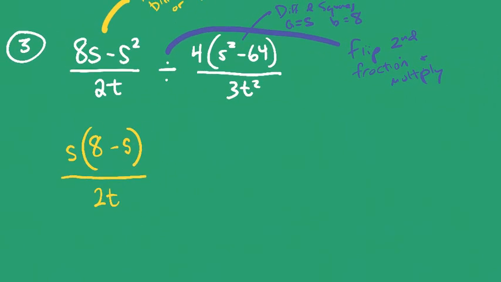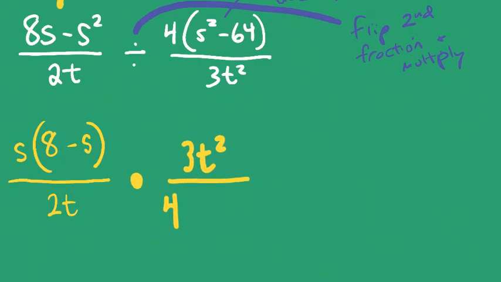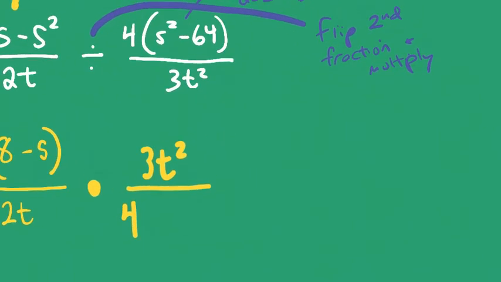Not doing anything with that monomial on the bottom yet. We've got that division, so we're going to change that to multiplication and flip the second fraction. So 3t squared on the top. On the bottom, 4, and then you don't necessarily have to do it at this step, but I'm going to go ahead and factor that s squared minus 64. That's going to be s minus 8, s plus 8.